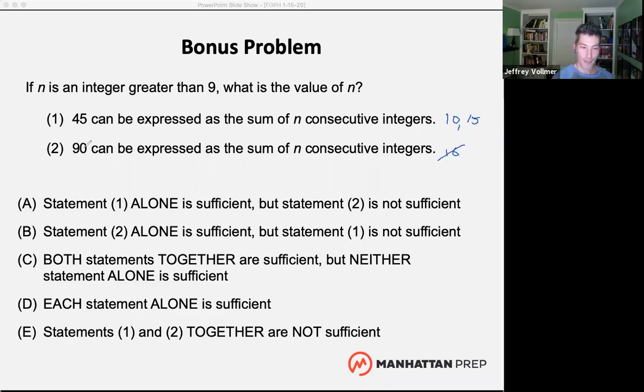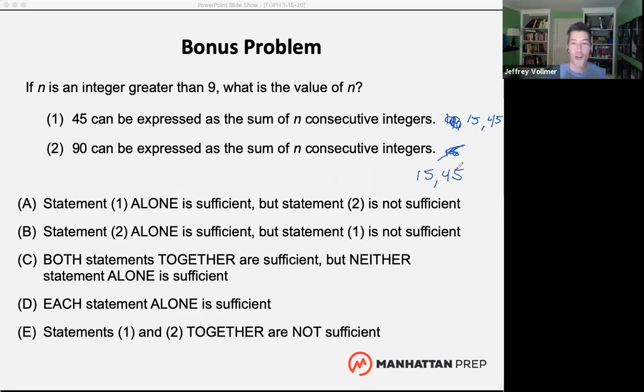Another way to think about that: if there were n consecutive integers that added up to 90, the average would be 9. That would mean the median is 9. And the median can't be 9 when you have 10 terms, because if you have 10 terms, the median has to exist in the gap. So 10 doesn't work. 15 works for both, and 45 actually works for both. As an exercise, I do not have all the potential values for n in statement 1 and statement 2, but the ones that satisfy both conditions are 15 and 45.